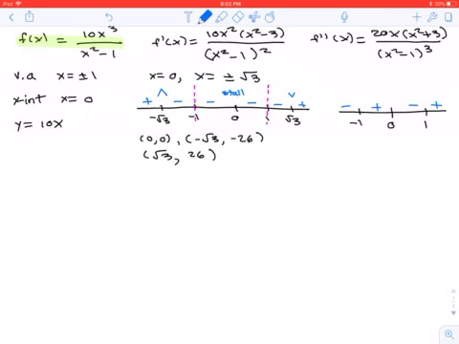Let's see. What else do we need? We already know the point 0, 0. We actually know all the points. I think we're good to go. I think it's time to graph. So again, stop the video and graph. Have fun with it.